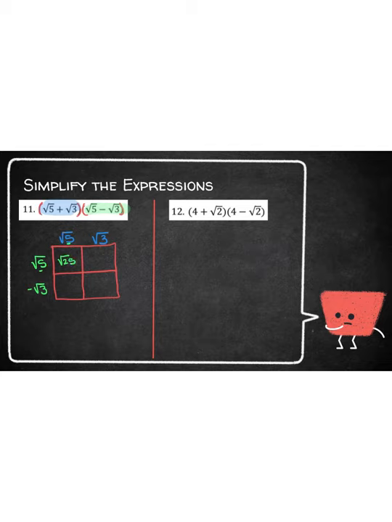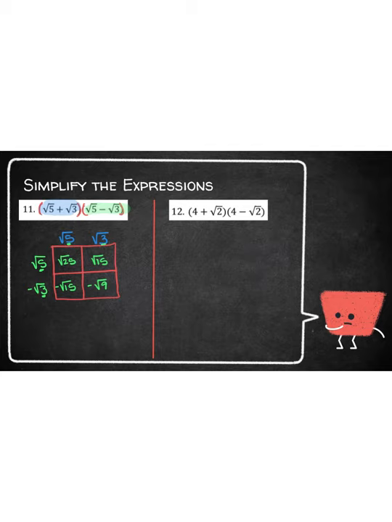Okay, now I'm going to take this 3 times that same 5, and I get square root of 15. Then this one times that 3, so 5 times 3, and I get a negative square root 15. And then I'm going to do this negative square root 3 times that 3, and I get a negative square root 9. Okay, and now we're just going to write them out like we did before.